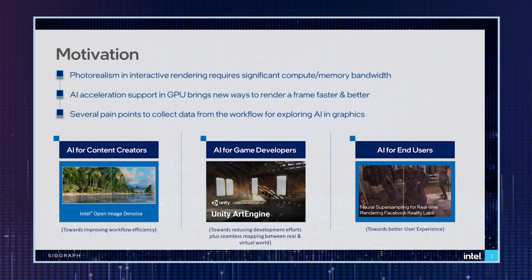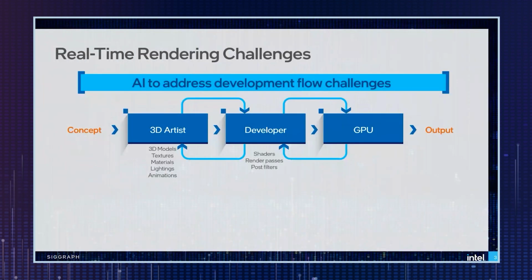For example, the neural supersampling for real-time rendering from Facebook Reality Labs is helping to render a scene at a much lower sample rate and bring much higher quality using AI. They're certainly helping to bring a better gaming experience to the end user. Let's look at real-time rendering challenges where AI can help. The first one is how AI can help to address development flow challenges.